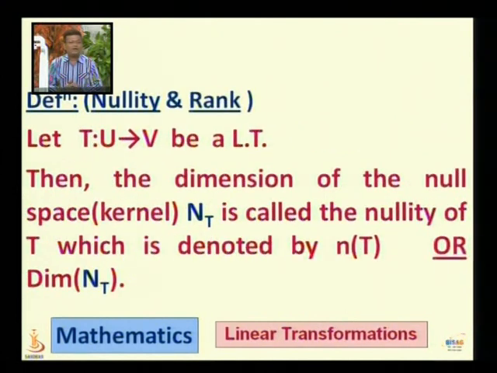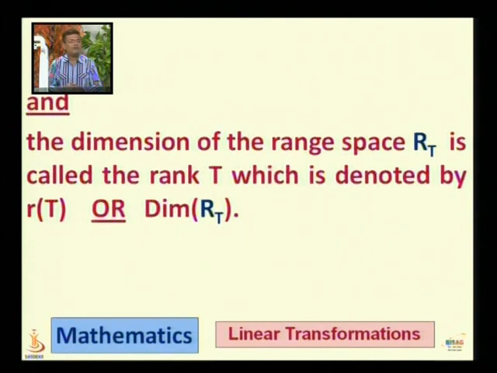Next we define nullity and rank of a linear transformation. If T from U to V is any linear transformation, then the dimension of the null space N(T) is called the nullity of T, which is denoted by n(T) or dimension of N(T), and the dimension of the range space R(T) is called the rank of T, which is denoted by r(T) or dimension of R(T).